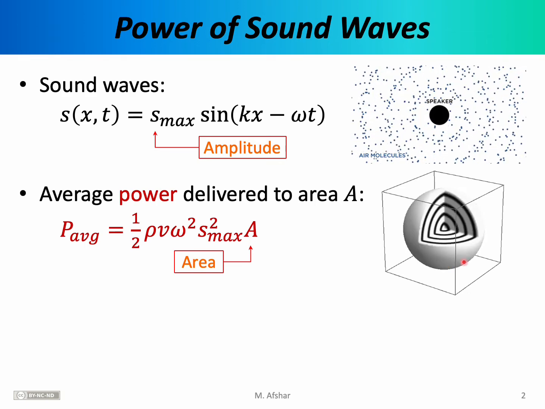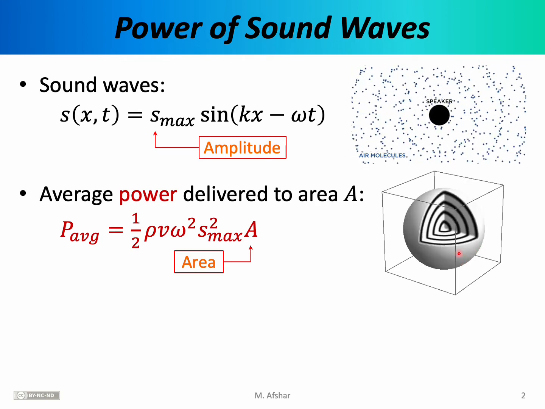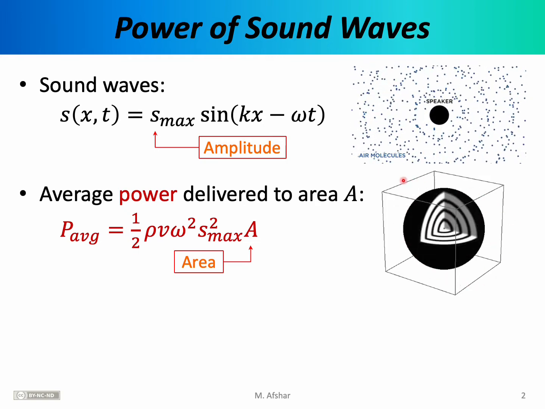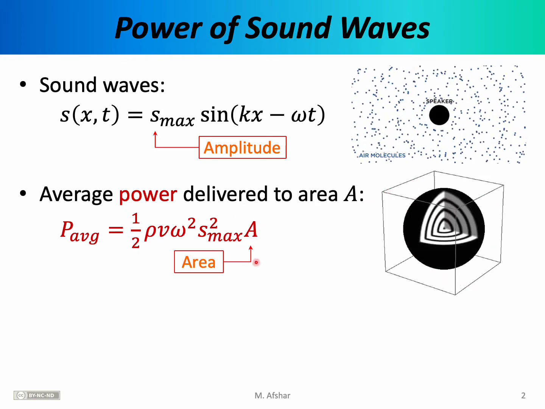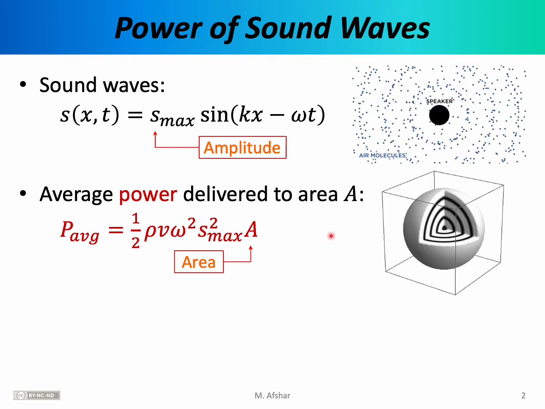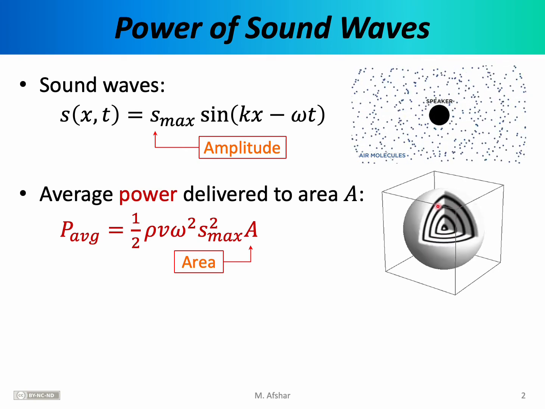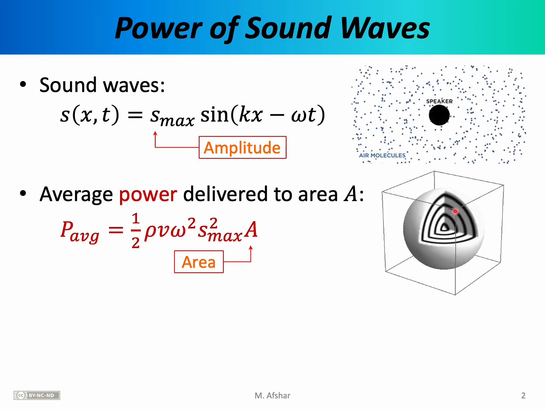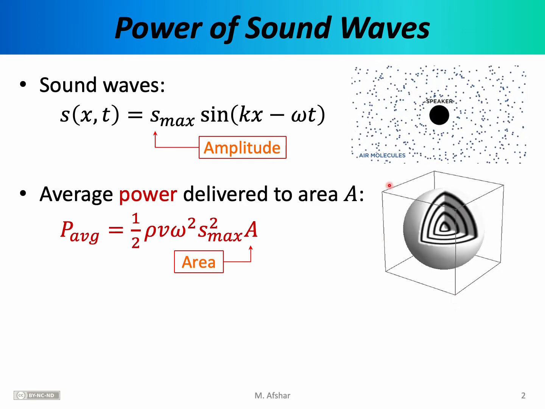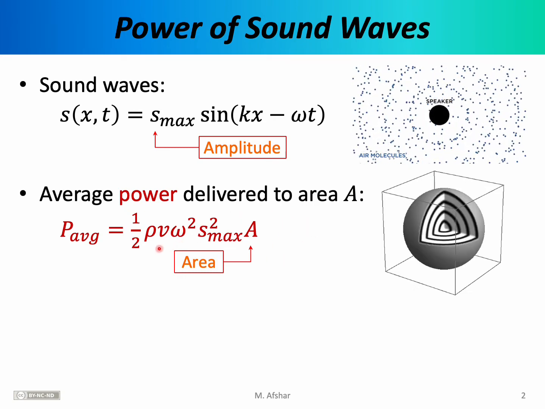So the area over which that energy is being spread is important. If you want to know the average power delivered over the entire surface of this sphere, then for area you would use 4 pi r squared, which is the surface area of a sphere. On the other hand, you might be interested in the power that is delivered to one wall of this cubic box, for example, in which case you would have to know the area of that wall, and that's the area that would go into this formula.